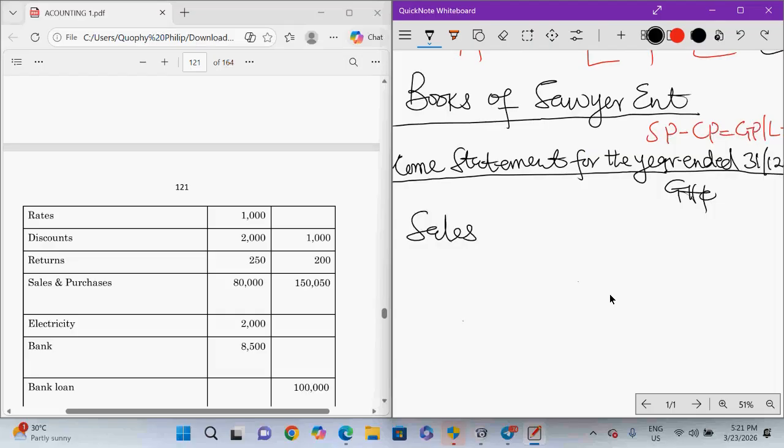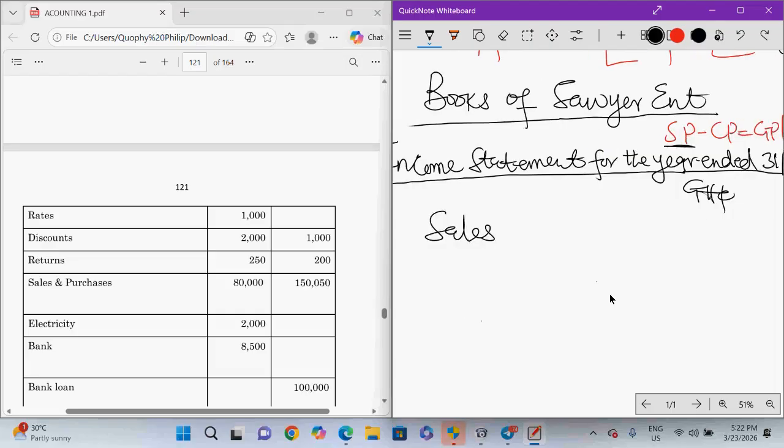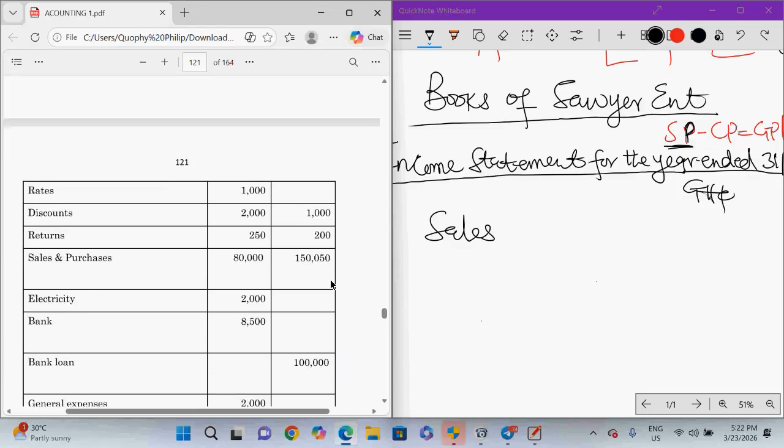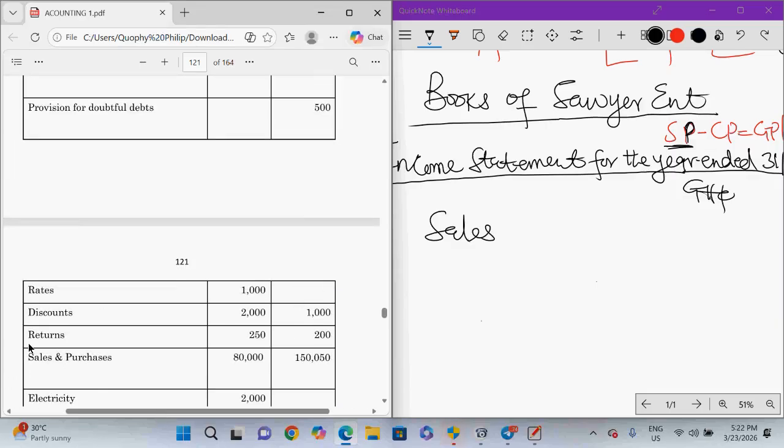Now, what is the next thing under the sales? Let's return inwards. Right? It's coming to us, the business. Anything that our customers return to us is inwards. Now, let's check. Do we have any returns inwards? We can see returns, right? Can we see returns? Yes.